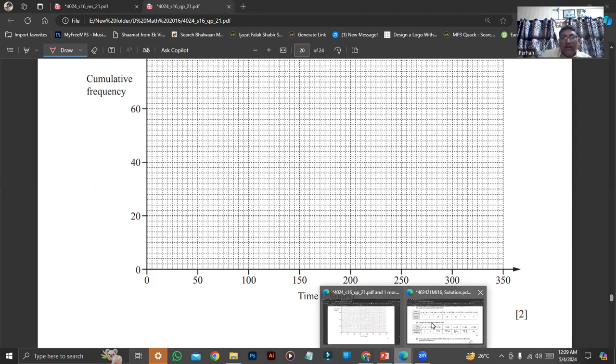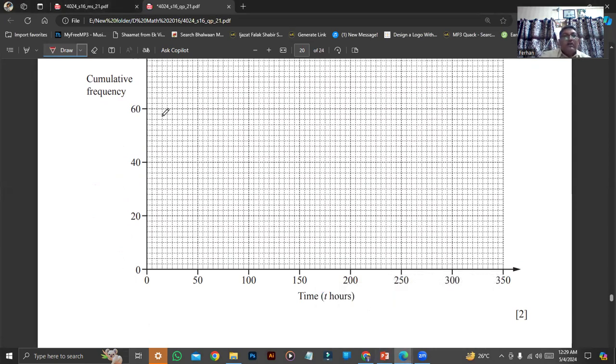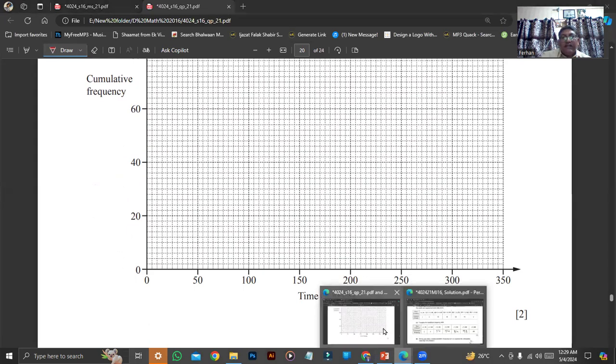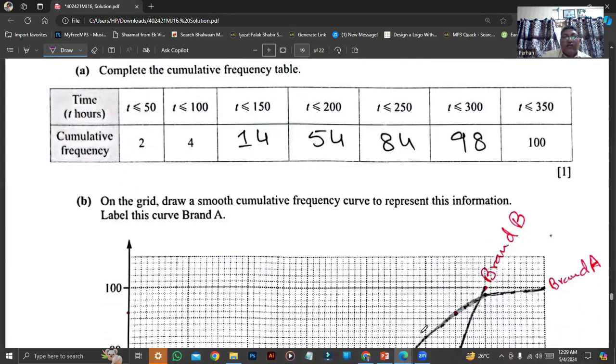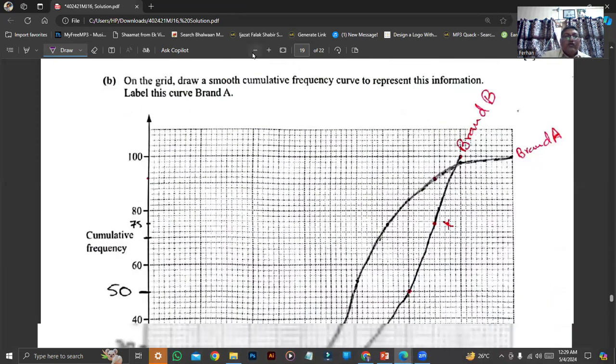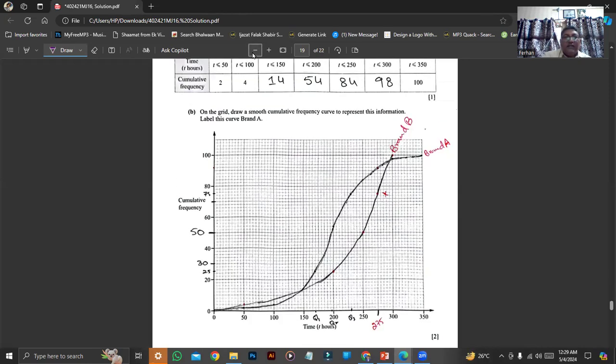Let me show you. Here I have drawn. So now I'm going to plot those points. At 50, I'll put a dot of 2. At 100, a dot of 4. At 150, put a dot of 14. At 200, put a dot of 54. At 250, put a dot of 84. At 300, put a dot of 98. And then at 350, put a dot of 100.